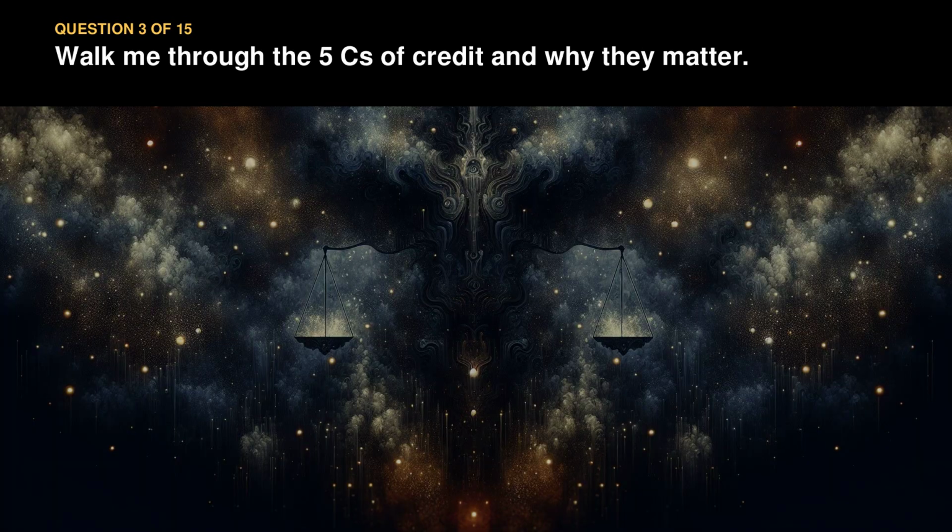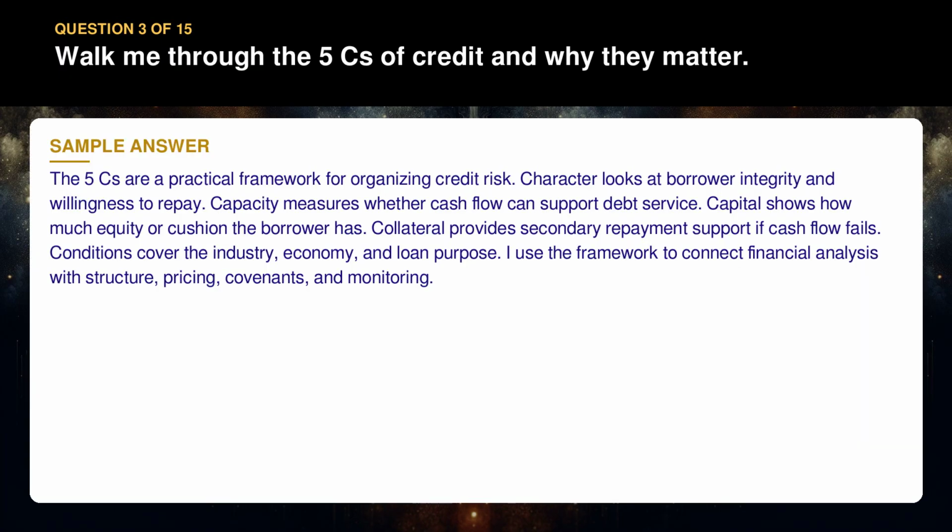Question 3. Walk me through the 5 C's of credit and why they matter. The 5 C's are a practical framework for organizing credit risk. Character looks at borrower integrity and willingness to repay. Capacity measures whether cash flow can support debt service. Capital shows how much equity or cushion the borrower has. Collateral provides secondary repayment support if cash flow fails. Conditions cover the industry, economy, and loan purpose.